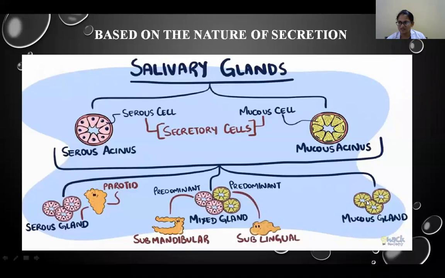All the minor salivary glands are mucous salivary glands except von Ebner's gland, which is a serous gland. That is also one of the minor salivary glands. Otherwise, all the minor salivary glands are mucous salivary glands.